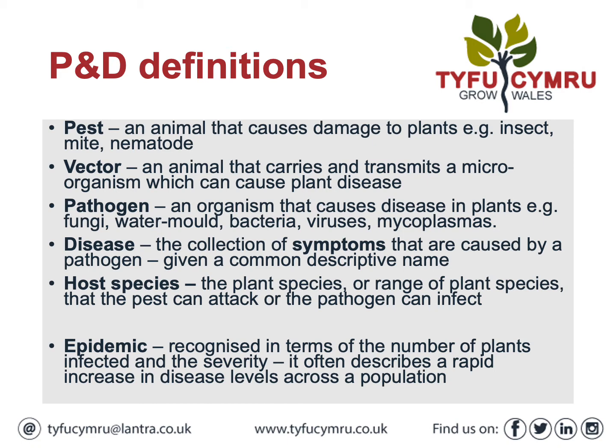Now, just to give you some definitions which are quite useful in understanding the topics of plant health. The first of these is pest. And a pest is an animal that causes damage to plants. So for an example, an insect or a mite or a nematode. A vector is an animal that carries and then transmits a microorganism. The microorganism being the organism which causes the plant disease.